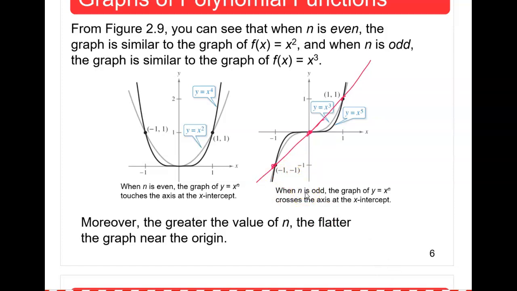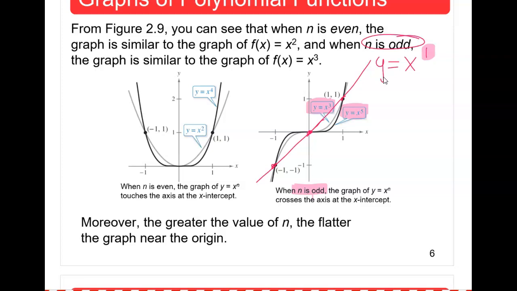So you could see here that the polynomials that we have here have a degree that is odd, such as 1, that's an odd number, 3 is odd, 5 is odd. So for those 3 polynomials, we could say that n is odd, and the graph crosses the axis at the x-intercept. Just like any x-intercept, it will go through the x-axis.